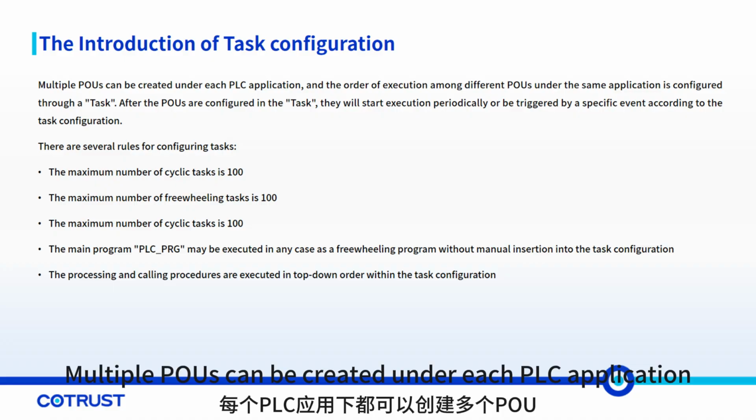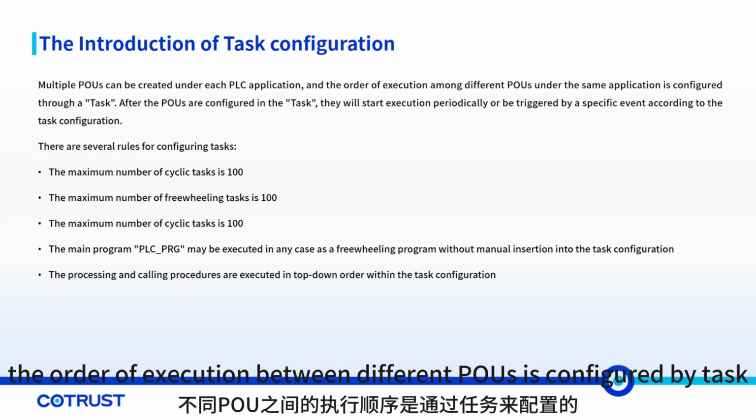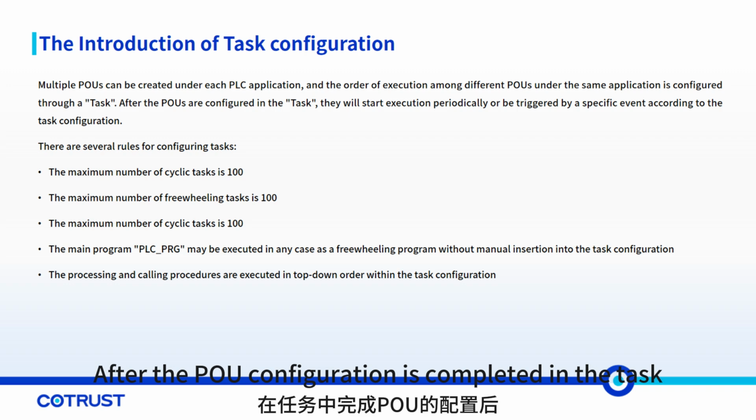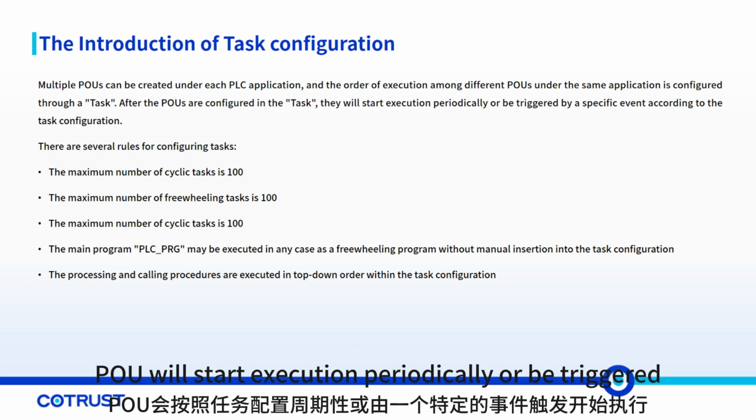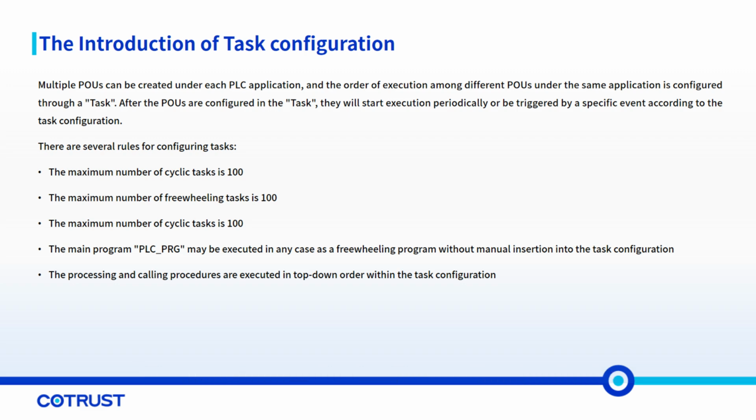Multiple pools can be created under each PLC application. Under the same application, the order of execution between different pools is configured by task. After the pool configuration is completed in the task, the pool will start execution periodically or be triggered by a specific event according to the task configuration. There are several rules for configuring tasks.